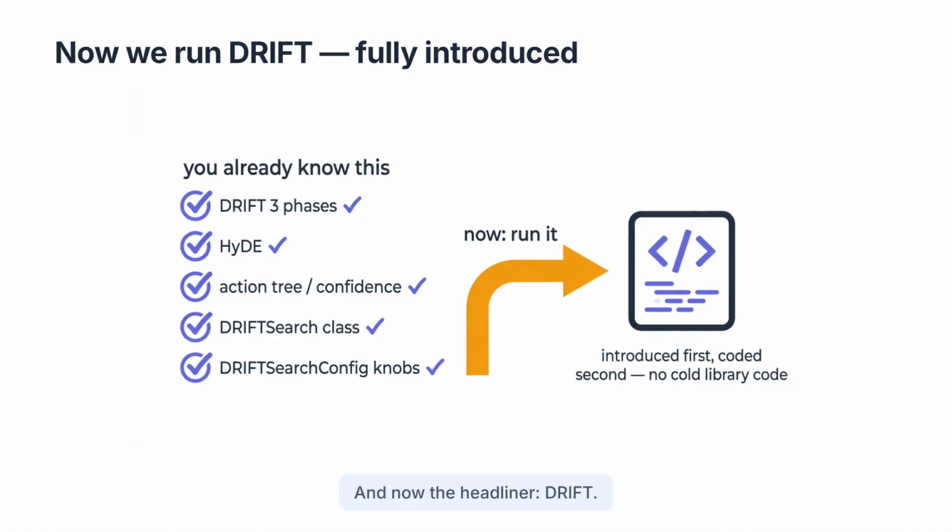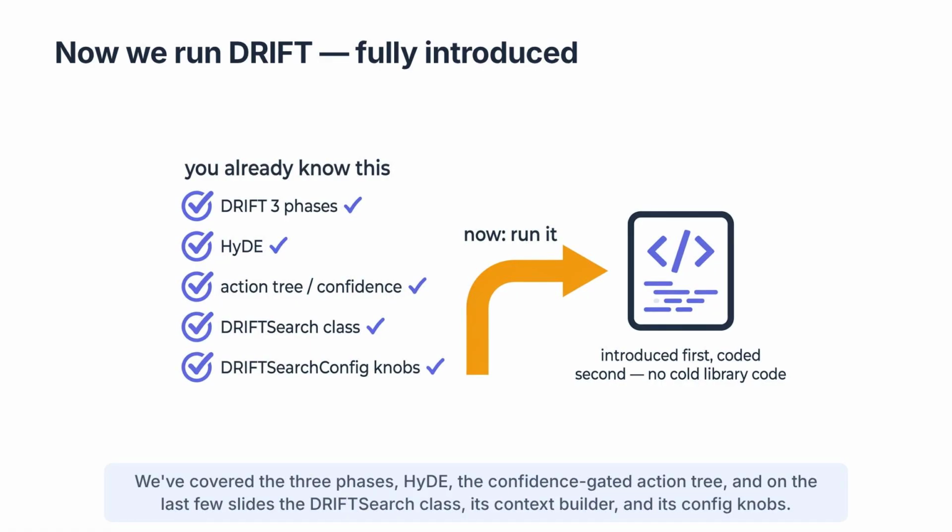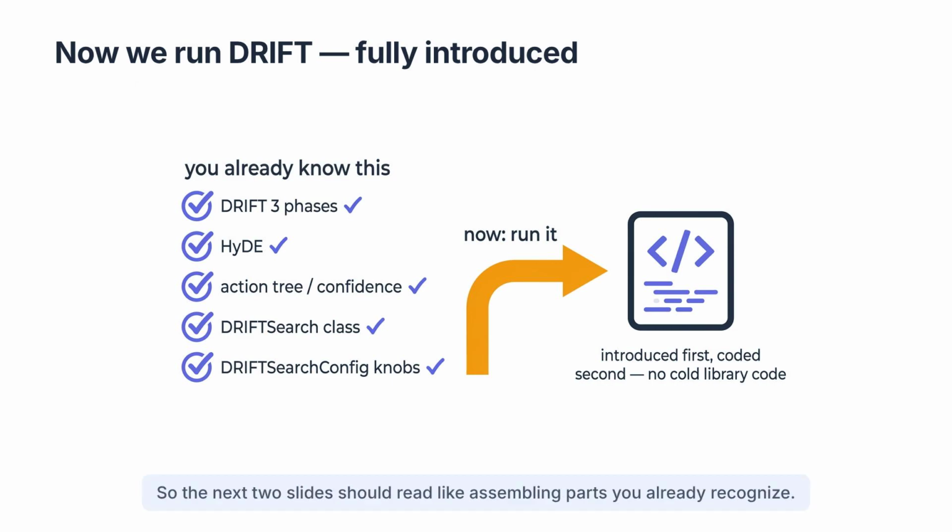And now the headliner, drift. Notice we're not stepping into this cold. We've covered the 3 phases, HyDE, the confidence-gated action tree, and on the last few slides the DriftSearch class, its context builder and its config knobs. So the next 2 slides should read like assembling parts you already recognize. Let's build the drift context, set its config, and run it.